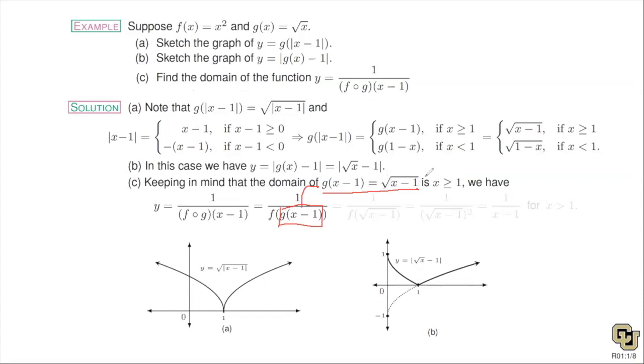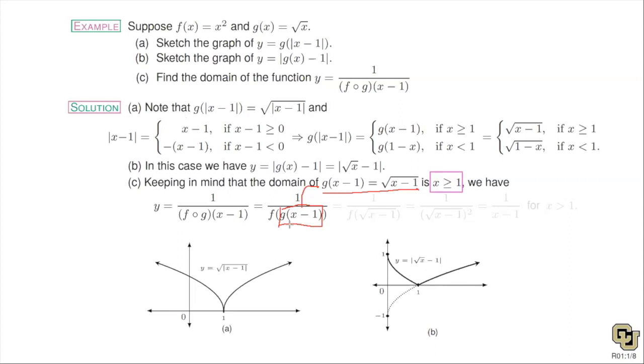And for an even root, square root, 4th root, 6th root, we can only take the even root of a non-negative number. So here I need x minus 1 to be greater than or equal to 0. If you move the 1 over, the domain restriction for g of x minus 1 is that x has to be greater than or equal to 1. So moving forward, no matter what happens, this domain restriction has to be one of the domain conditions that we take into consideration. So x greater than or equal to 1 will factor in later.